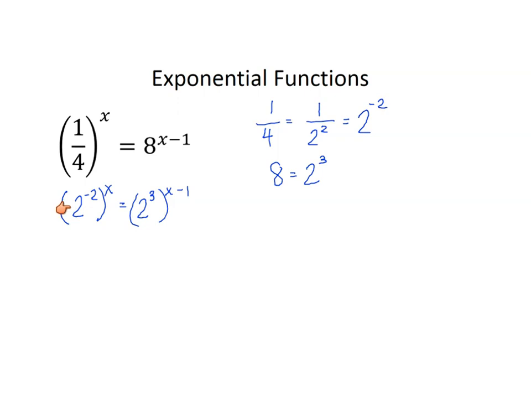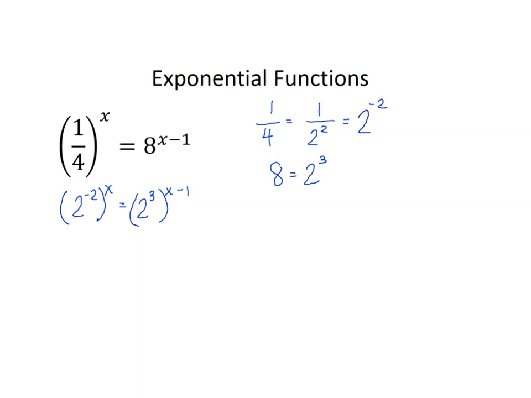Another rule of exponents that we learned way back when is a power of a power, which is what we have going on here. Whenever you have two exponents really close together like this, where we're doing a power of a power, in order to simplify it, you have to multiply the exponents. So here we're going to do negative 2 times x. On the right side, we're going to do 3 times this binomial. So in order to multiply a number by a binomial, that means you're going to have to, that's right, distribute.